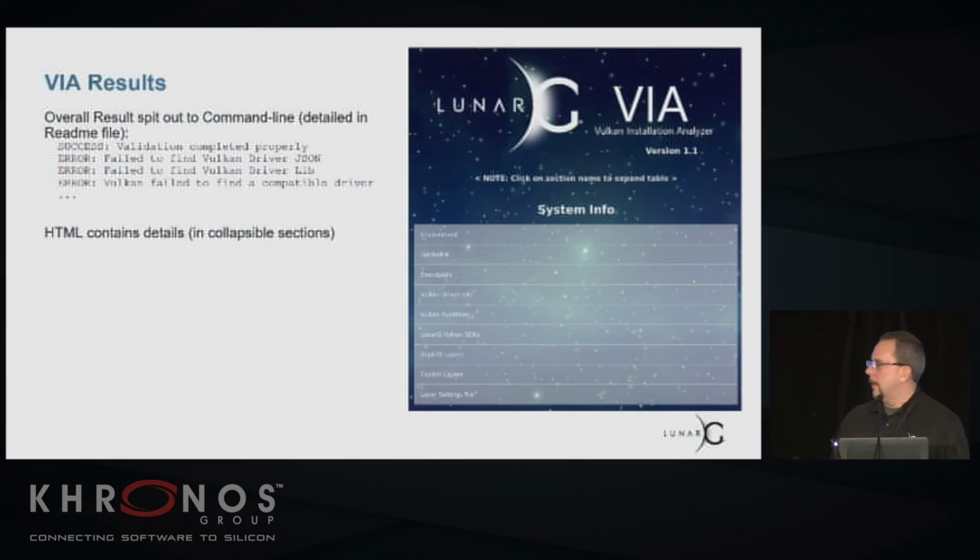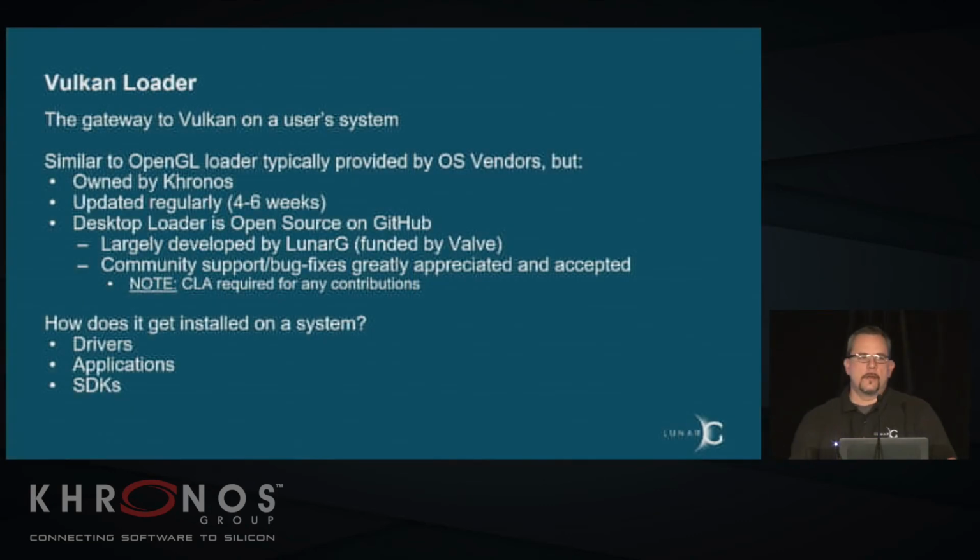So for example, on this slide, you'll see that here are some of the example command line outputs. It's very simple. It's just a one line, so it'll say something along the lines of, hey, everything worked, or hey, you're missing a driver. Again, you have the HTML here. Each of these sections that you see in gray are collapsible sections. They include information about your Vulkan environment, as well as what SDKs, what runtimes it finds, what layers are available, information that you can find useful in debugging a situation.